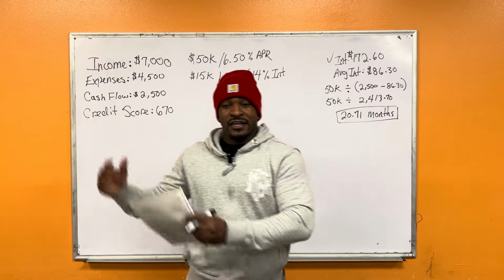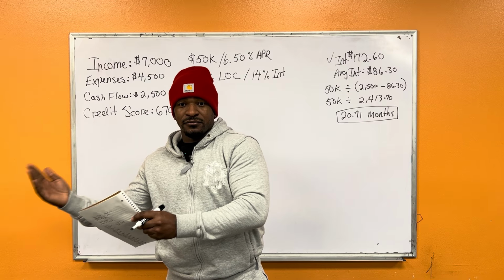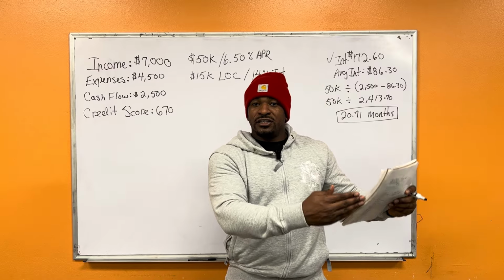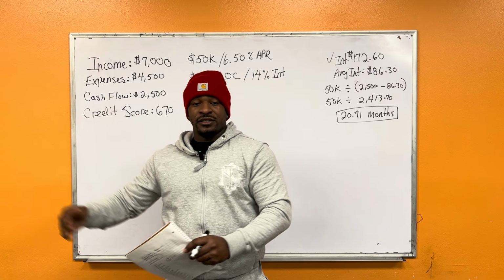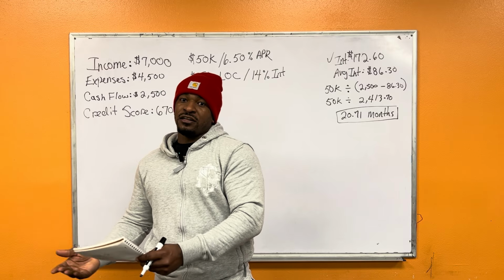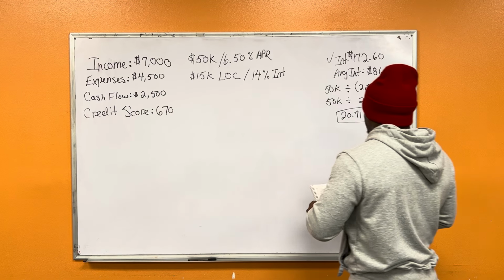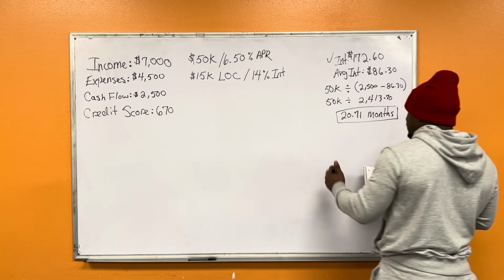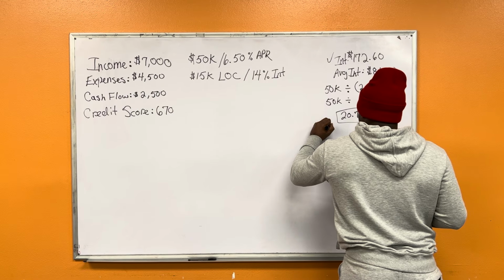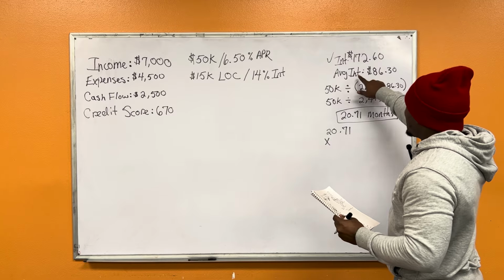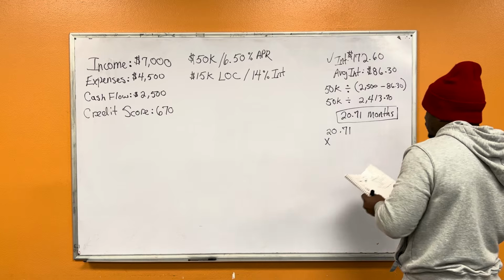So now we're doing average daily balance versus amortized loan. The amortized loan is the loan that he got from the car dealership. Average daily balance is paying off the $50,000 through a personal line of credit. So what we do is we get this number, 20.71, right? We multiply that number by the average interest to find out what's the total interest.